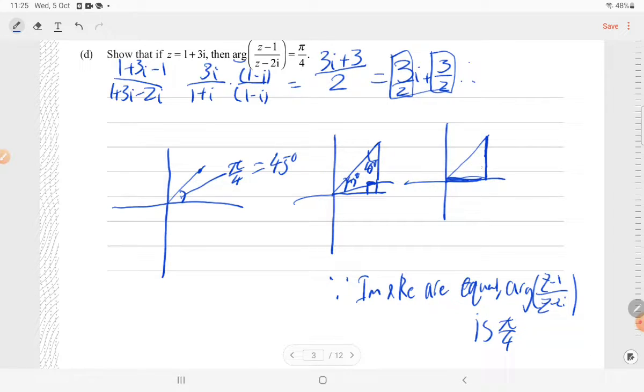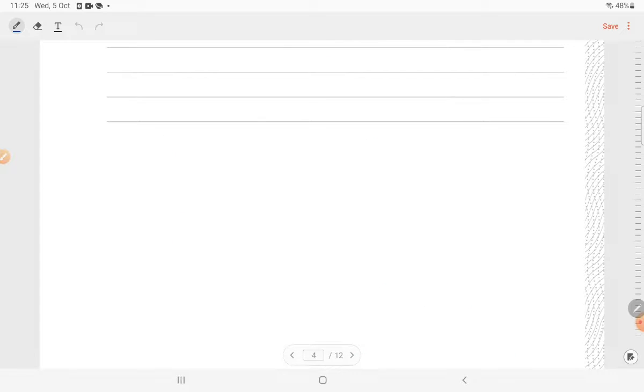the real part and imaginary part are equal, it will create an isosceles triangle with the modulus, and so a right isosceles triangle will always have the argument pi over 4. Okay, let's go to the next page.